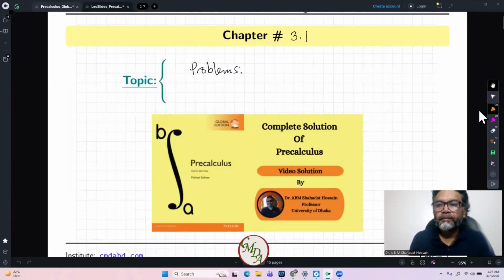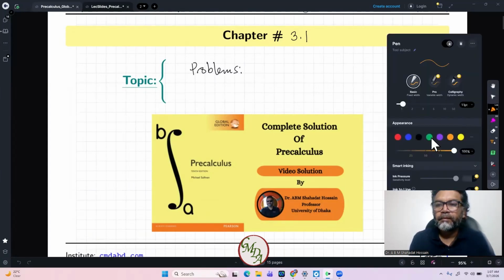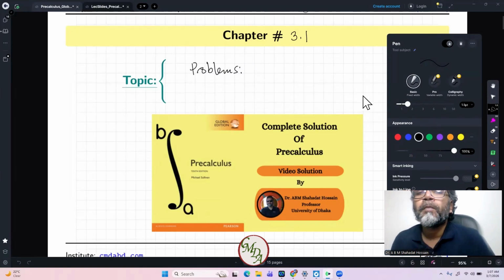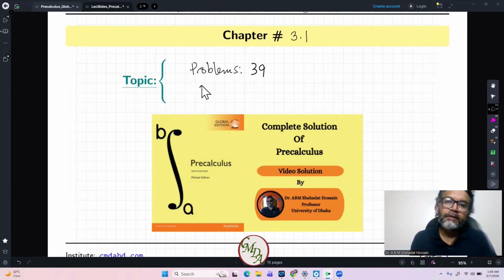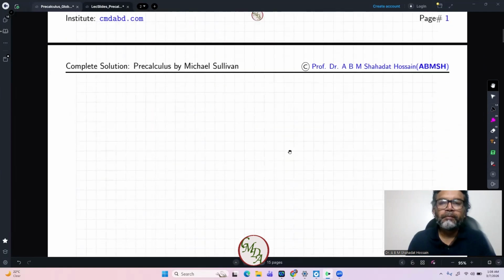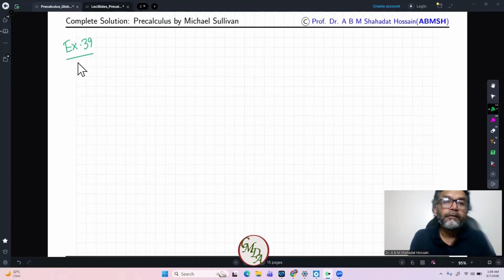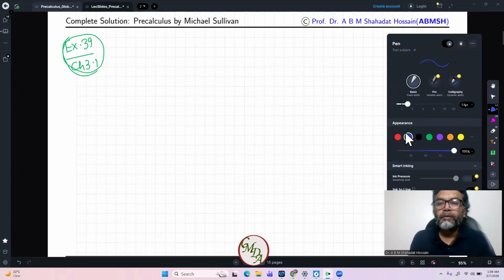So problem 39, and the similar one is 40. Exercise 39, chapter 3.1.